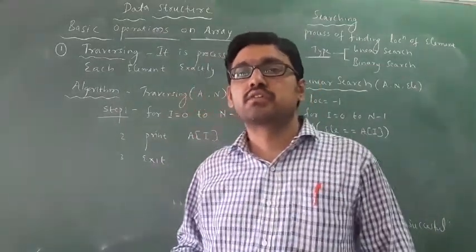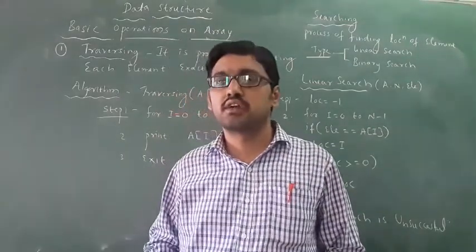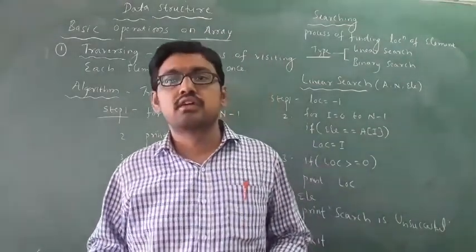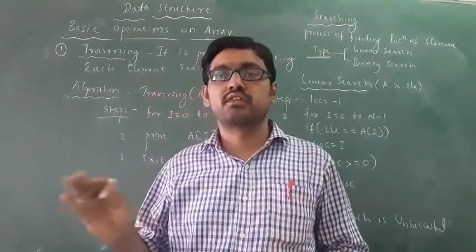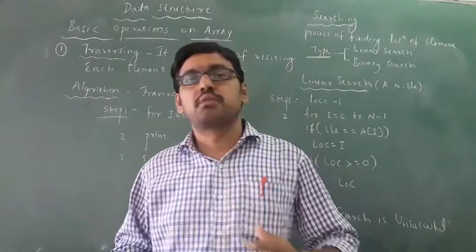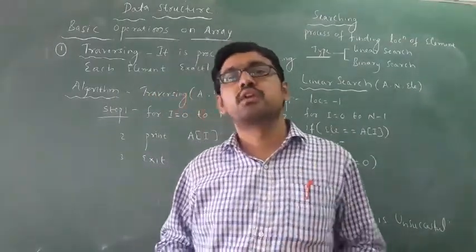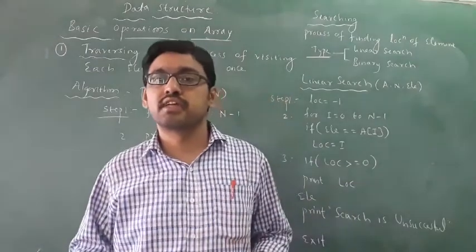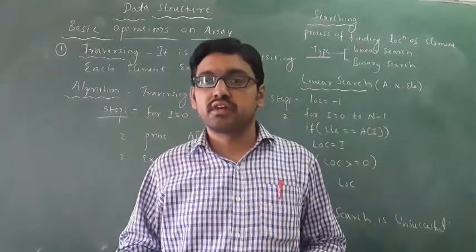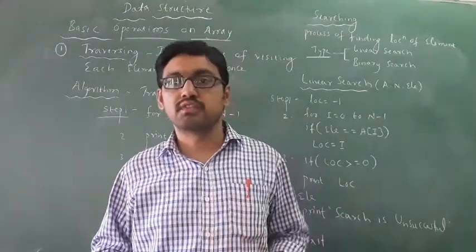The last class we discussed the data structure chapter. In that there are two types of data structures. The first one is the primitive data structure, the second one is the non-primitive data structure. The non-primitive data structure example is nothing but array. What is an array, the types of arrays, the characteristics of an array, and how to find the length of an array. Okay, last class we discussed this.